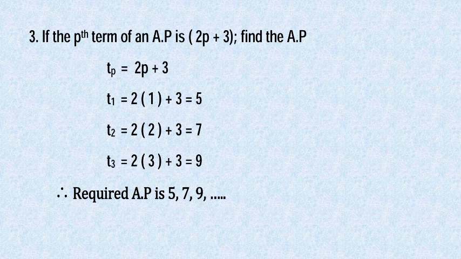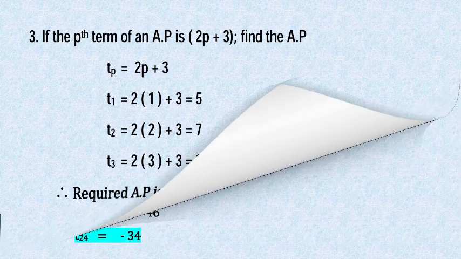That is, if Tp is equal to 2p plus 3, then T1: in the place of p, you substitute 1. So 2 1s are 2, 2 plus 3 is equal to 5. Similarly, T2 will be equal to 7. T3 will be equal to 9. That is, the required AP will be 5, 7, 9 and so on.